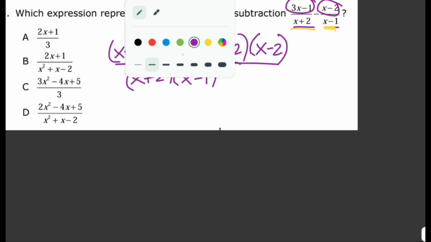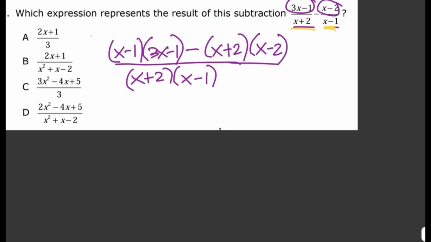Okay, we can FOIL this. We use the FOIL method to multiply these two binomials. So this would be x times 3x is 3x squared. Then negative 1 times 3x is negative 3x. x times negative 1 is negative x. Then negative 1 times negative 1 is plus 1.